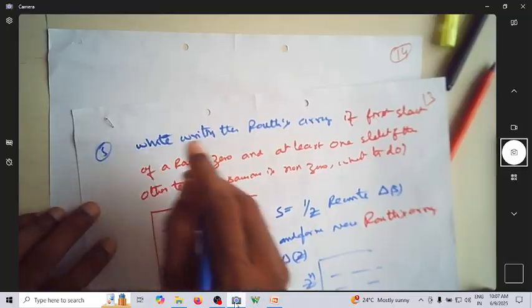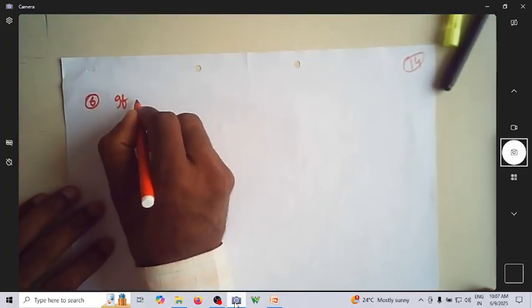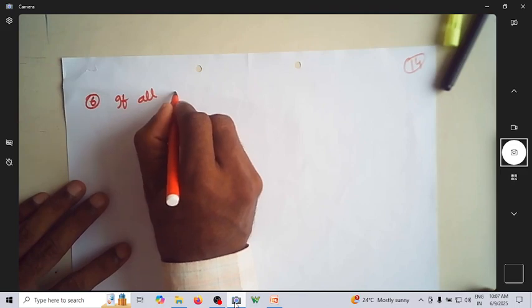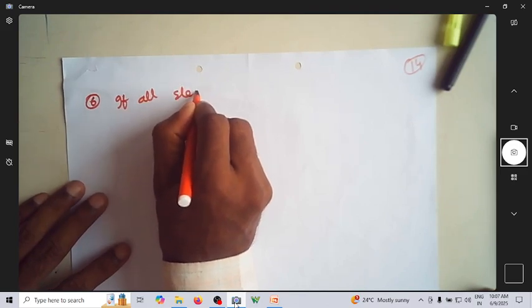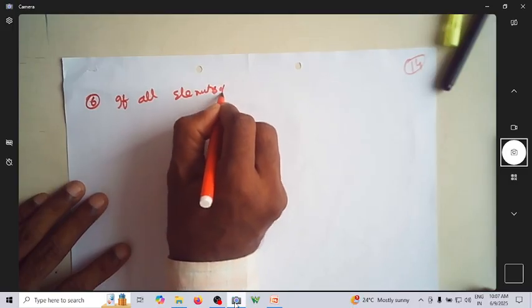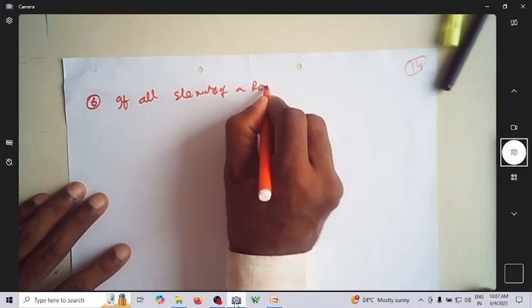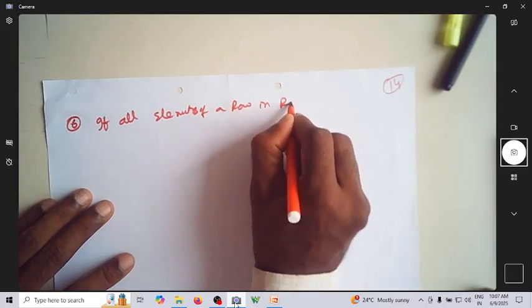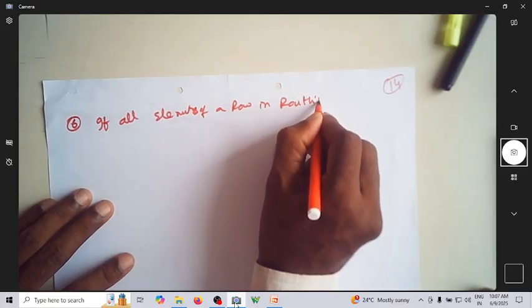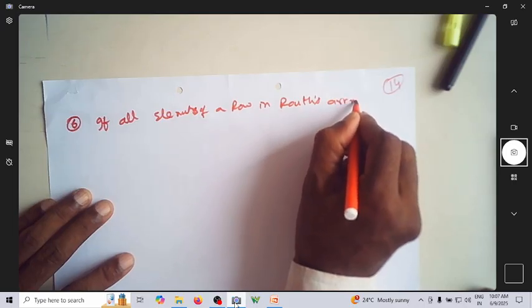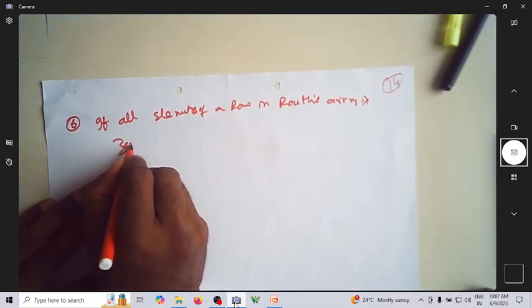Then this is our fifth question. What is the sixth question? The sixth question is: if all elements of a row in a Routh array are 0.